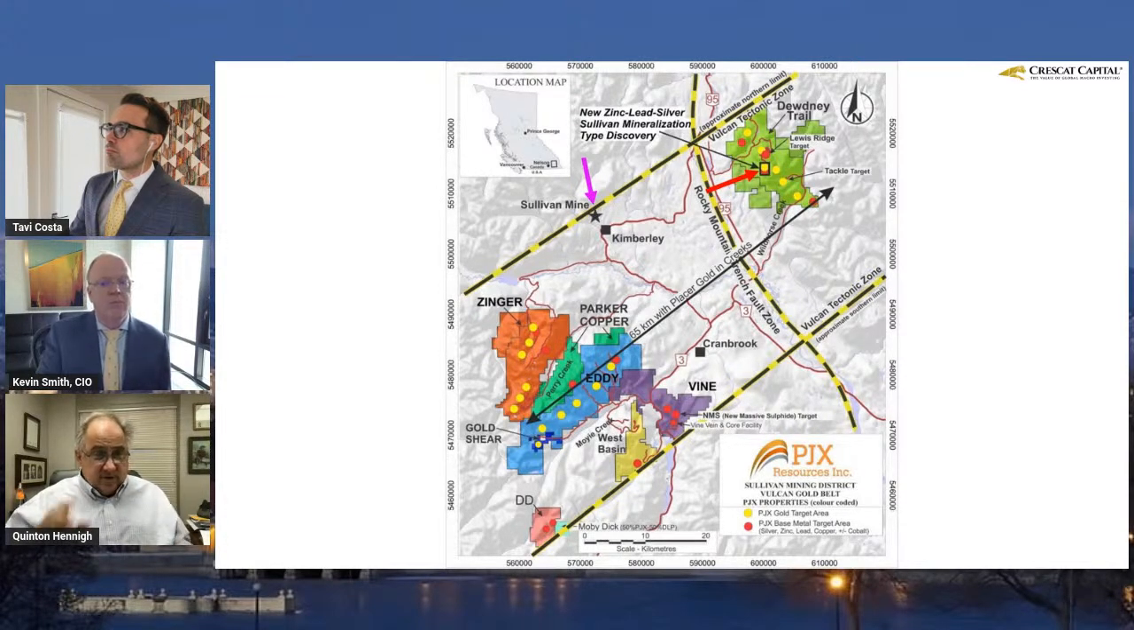That picture I showed of the model with the basin and multiple events happening, I think this is another major zinc-lead event within the same basin that Sullivan formed. All right, let's go to the next slide.